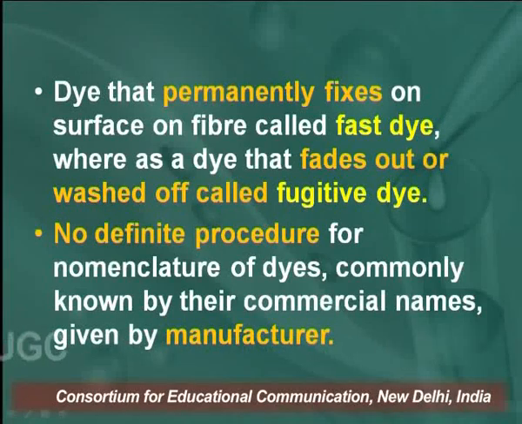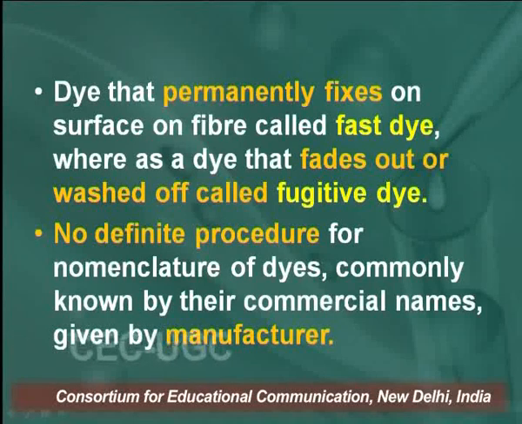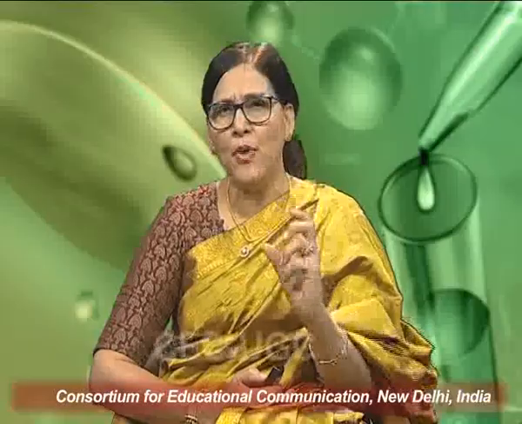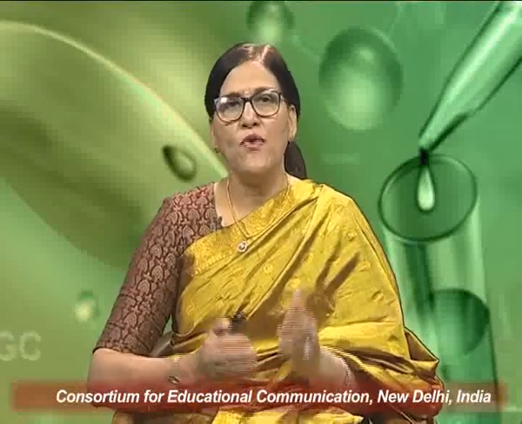So, there are two types of dyes: the dyes that permanently fix on the surface of the fiber, that make a bond, as dyes always make a bond with the fibers. The dye which is permanently fixed on the fiber is called a fast dye, whereas the dyes that fade out or wash off are called fugitive dyes. The fugitive dyes make a very weak bond to the fabric, so they easily fade out or wash off.